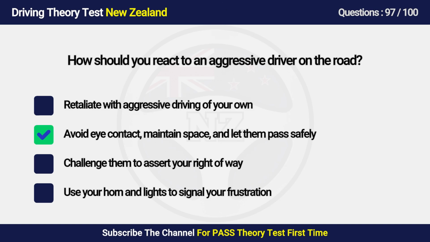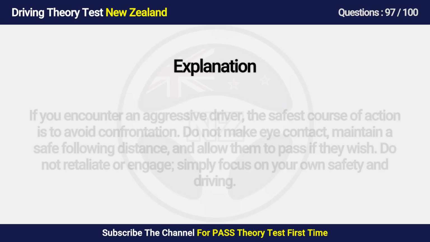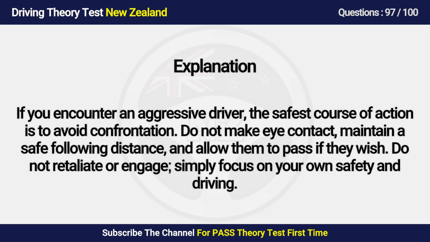Answer is B. Avoid eye contact, maintain space and let them pass safely. If you encounter an aggressive driver, the safest course of action is to avoid confrontation. Do not make eye contact, maintain a safe following distance, and allow them to pass if they wish. Do not retaliate or engage, simply focus on your own safety and driving.